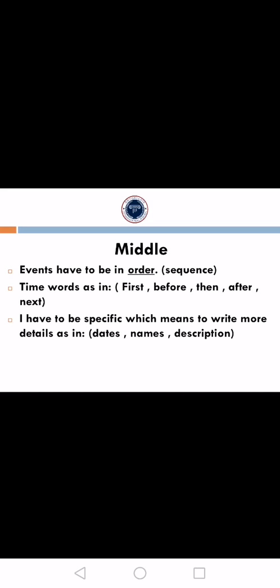And also, we could use dates and names, like we can say Sunday, Monday, last week, last month, last year. Or I can say the names of the characters that I have in my recount. And the most important thing, we could use descriptions. I could describe the place, describe the characters, or even describe me.